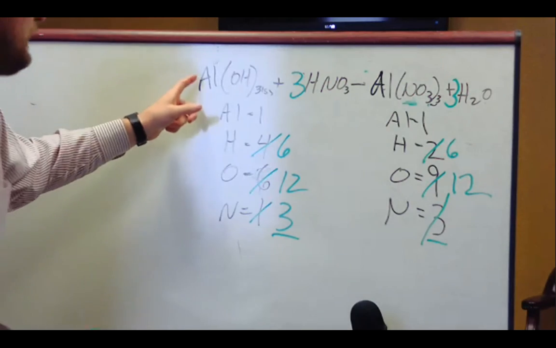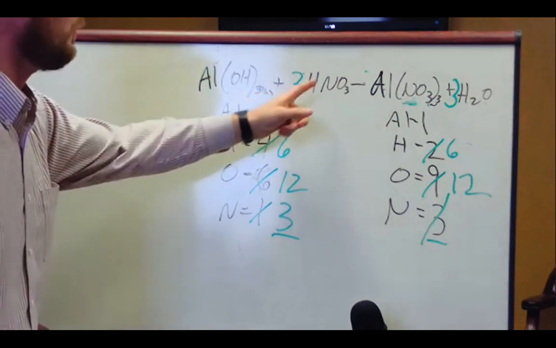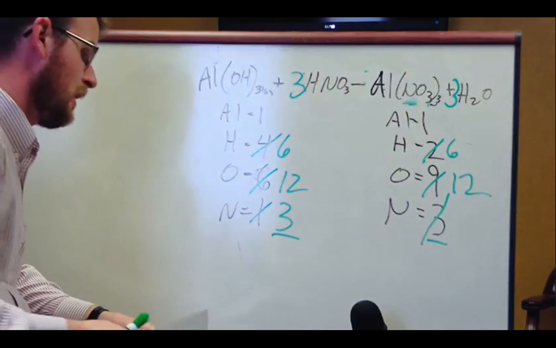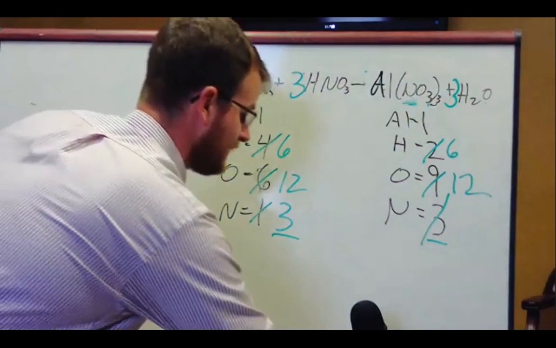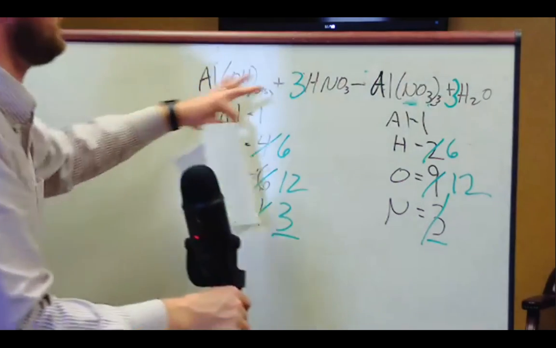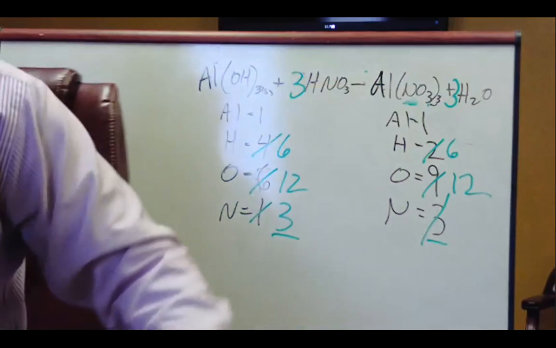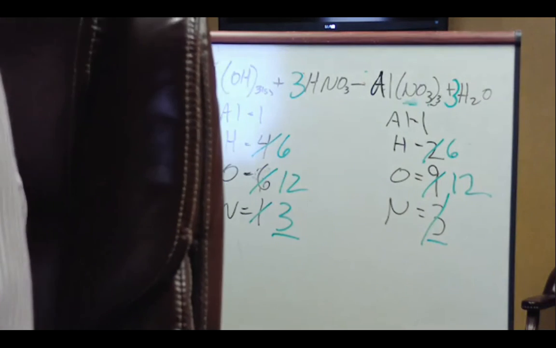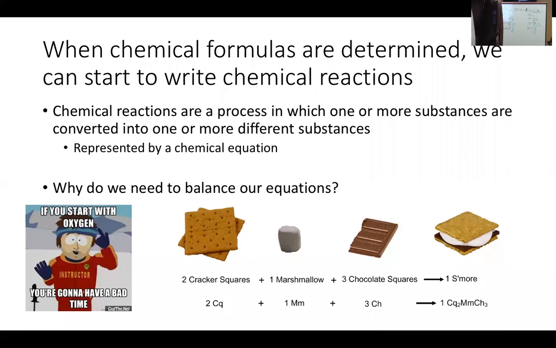Now, we could have put a 4, a 12, a 4, and a 12 there, and it would technically be balanced. But what we're aiming for is the simplest coefficients. And in this case, we have the simplest coefficients, and so we have successfully balanced this equation. Hopefully, we didn't scare you with all the math or the balancing. And again, with a lot of practice, it will be made perfect.